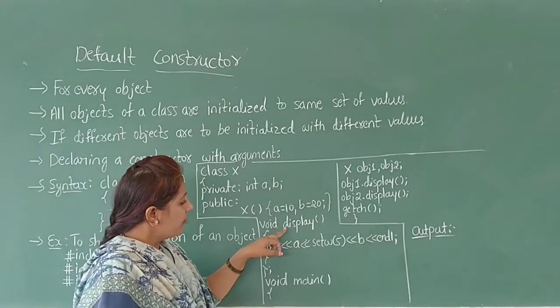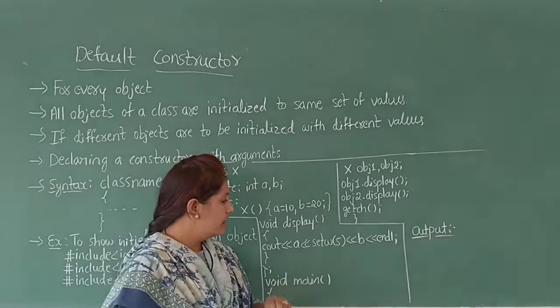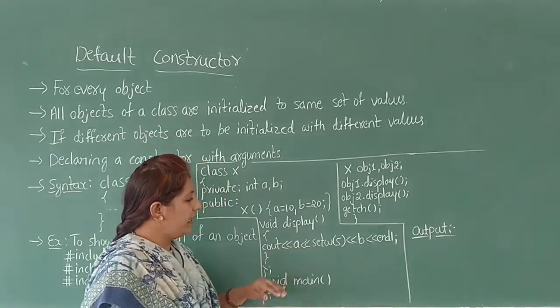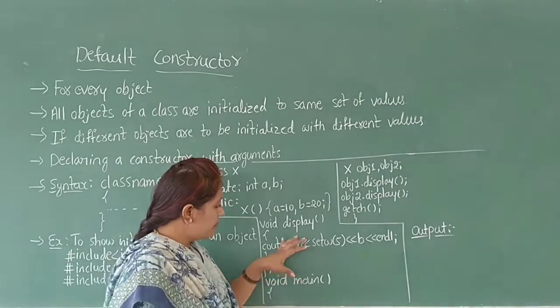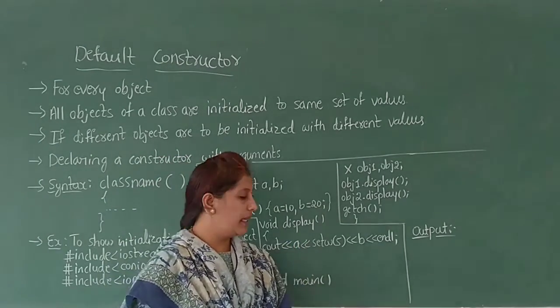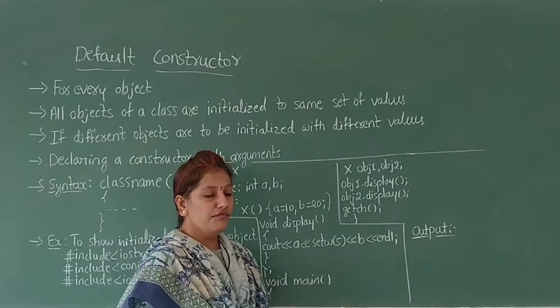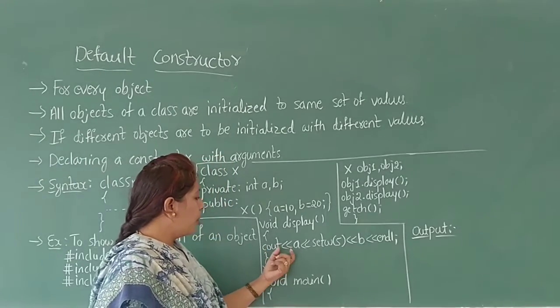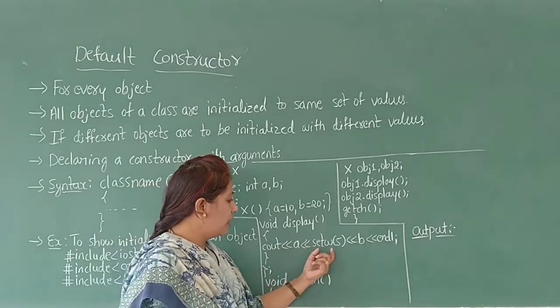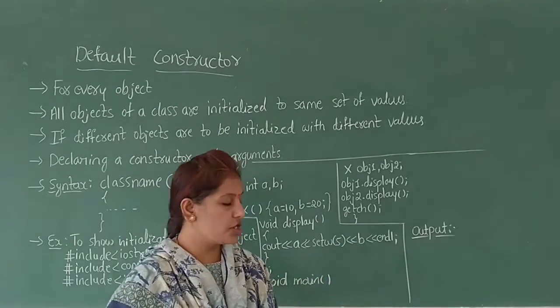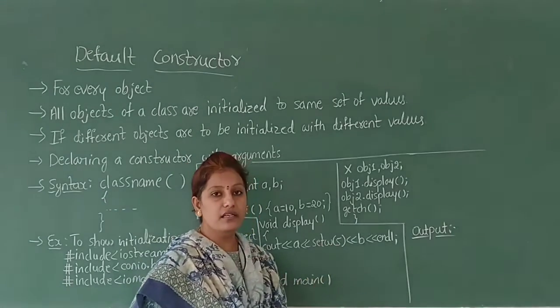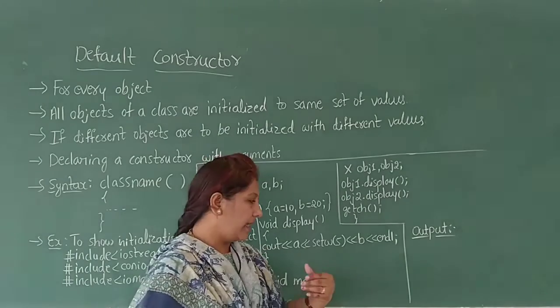One more member function is declared and defined inside the class, that is void display. In this member function we display the A and B values using the console output statement cout A, then setw of 5, B. The setw is a manipulator function which sets the width to the given size.